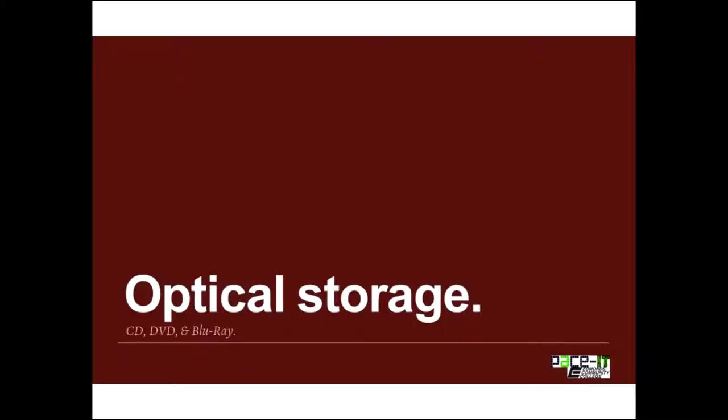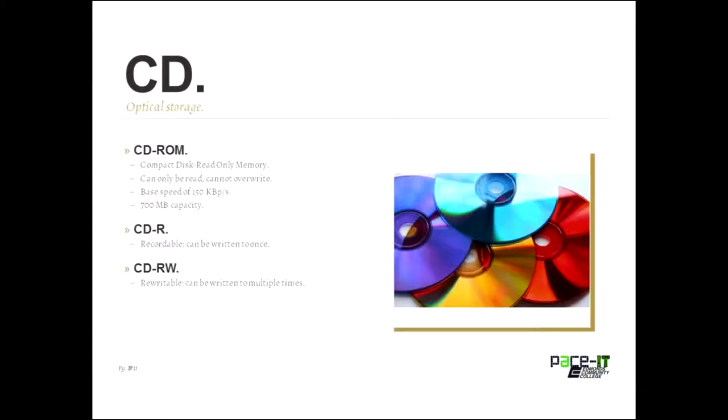Now let's move on to optical storage, CD, DVD, and Blu-ray. So we start with the CD-ROM, which is compact disc, read-only memory. Guess what? Can only be read, cannot be overwritten. The base speed of a CD-ROM is 150 kilobytes per second. So if you see one that has a rating of 24x, you take that 150 kilobytes per second and multiply it by 24. And then you get how fast its transfer rate is. Max capacity on CDs is 700 megabytes.